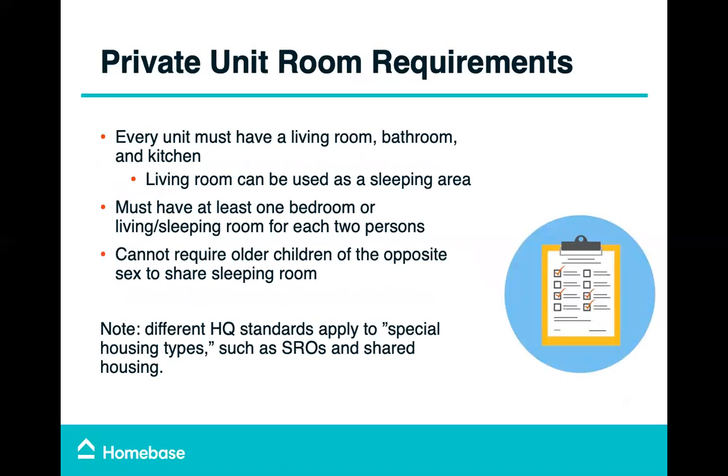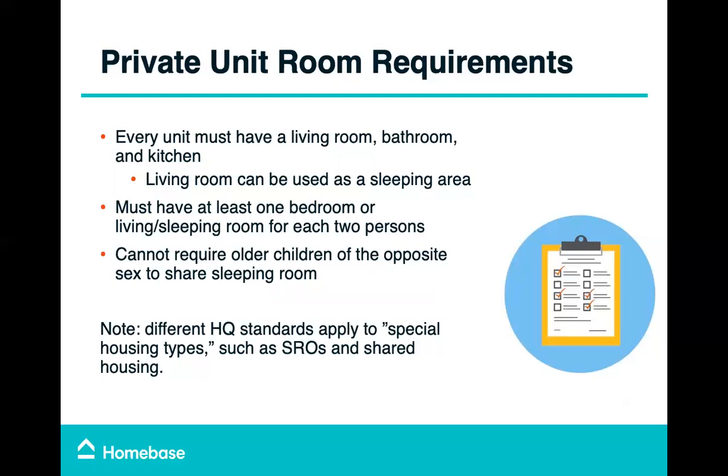So in this section, we are going to go over the general requirements for private units. So not SROs or shared housing, but just private units. So every private unit must have a living room, a bathroom, and a kitchen. A living room can be used as a sleeping area, and a studio apartment counts as having a living room.